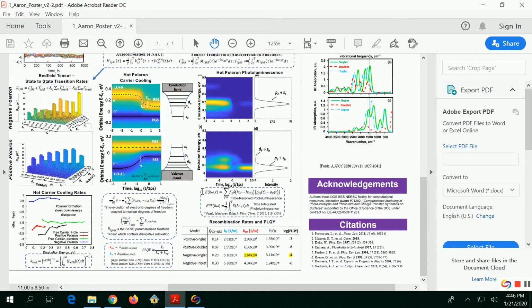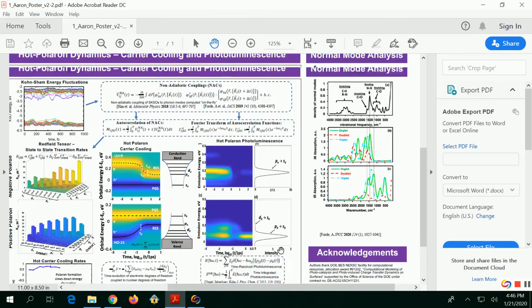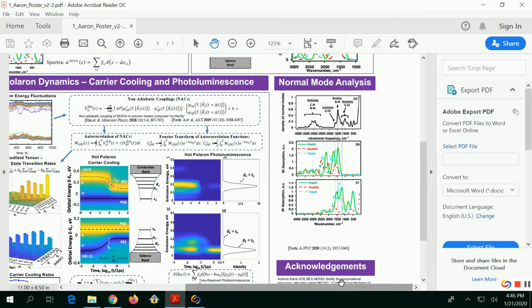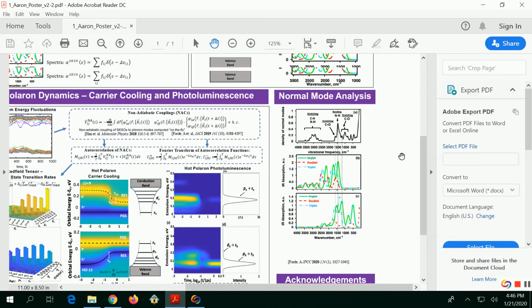To try to figure out why the negative singlet showed slower non-radiative relaxation, we computed normal modes for the system. A reduced version of the system. I won't get into that, but that's what I plotted.